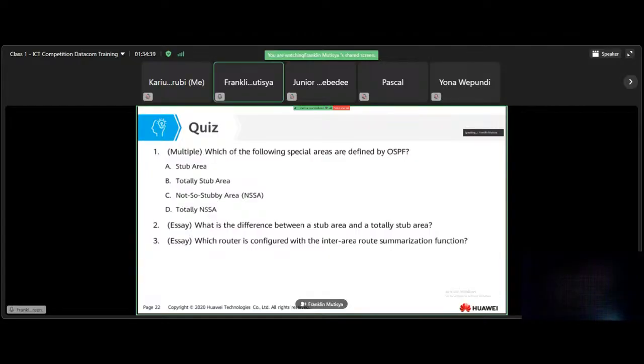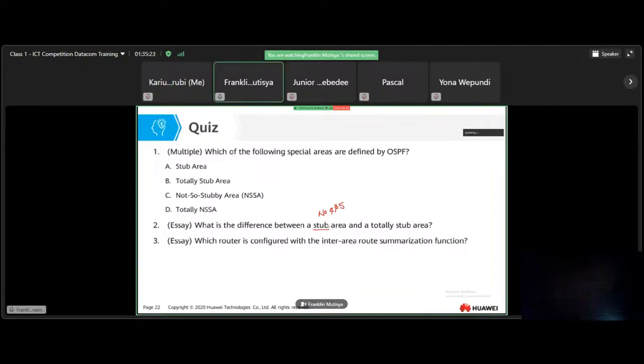Question number two, what is the difference between a stub area and a totally stub area? A stub area does not allow type 4 and type 5 LSAs, but it allows type 3. We use type 3 as the default route to forward packets to other areas.